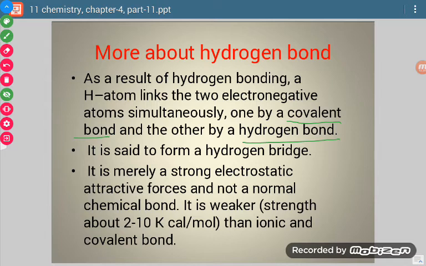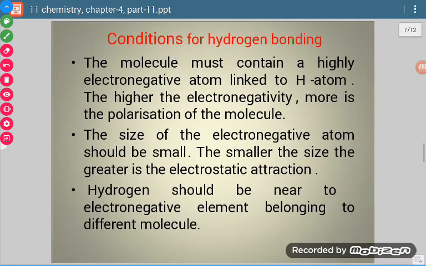And now see what type of force it is. It is just an electrostatic force of attraction, and it is not a chemical bond. It is weaker than ionic bond or covalent bond. Okay, it is a weaker bond, you can say.